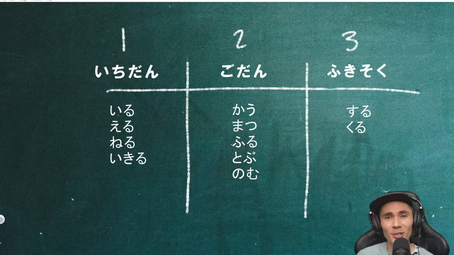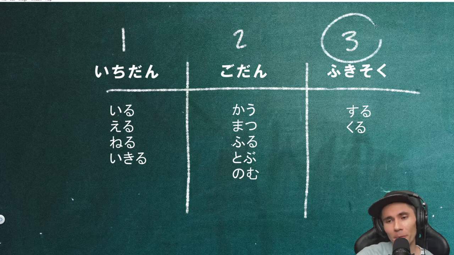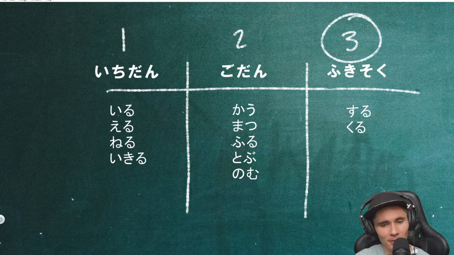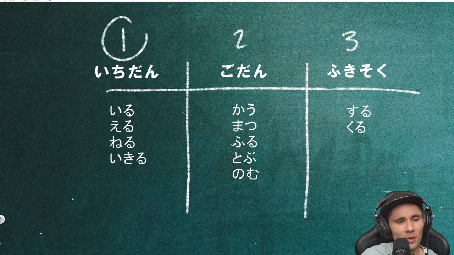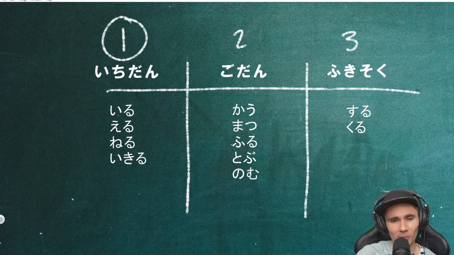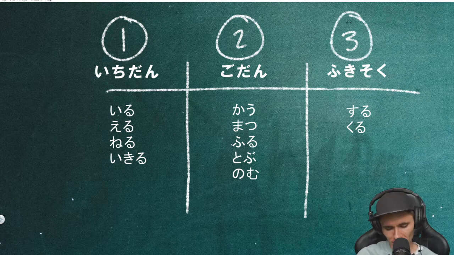All right, so here we are. We have our 3 different types of verbs. We have the ichidan verbs, the godan verbs, and the fukisoku verbs. If you're taking a Japanese course, your teacher may have told you about ichidan verbs and called them ru verbs. You might have heard of godan verbs as u verbs and fukisoku verbs as irregular verbs.